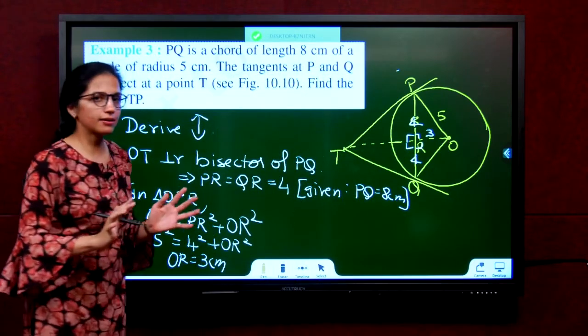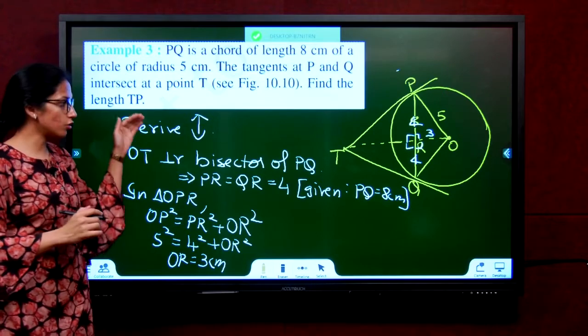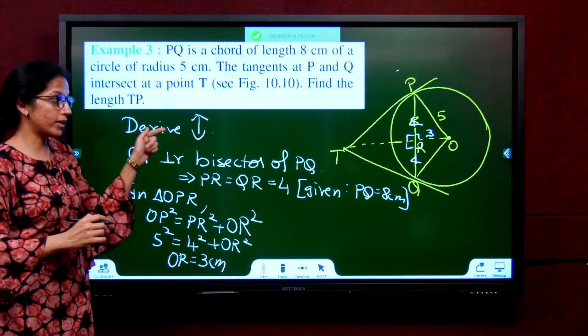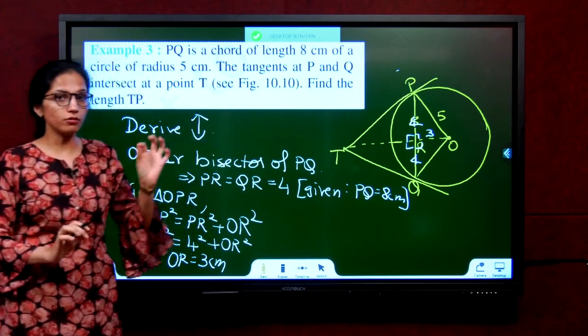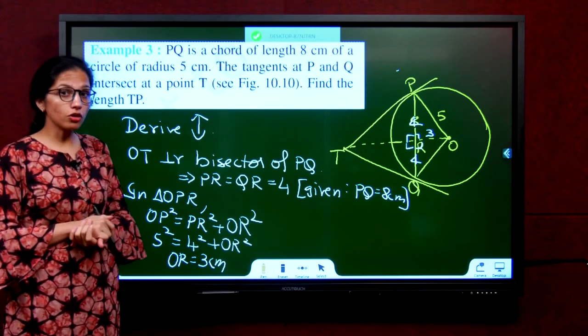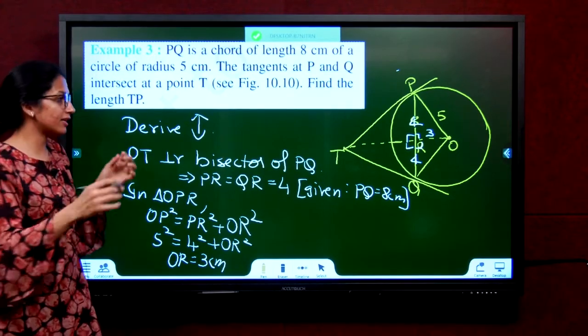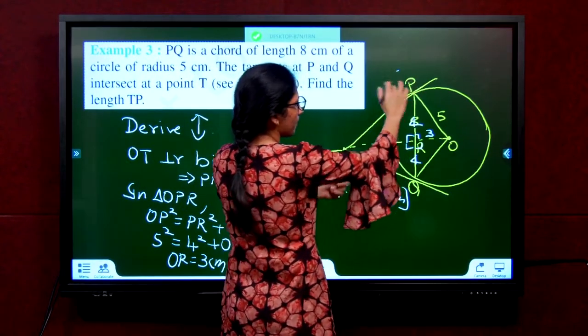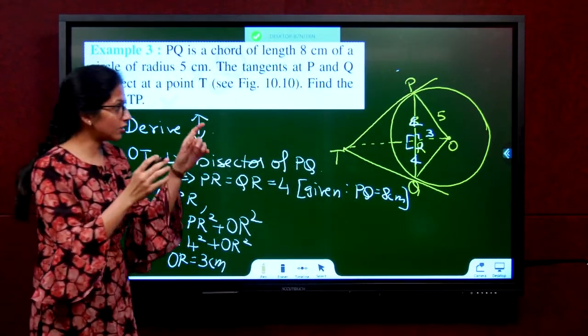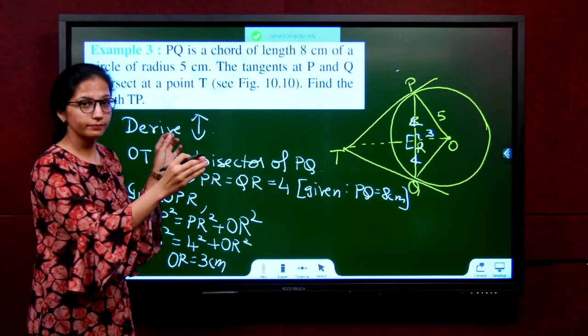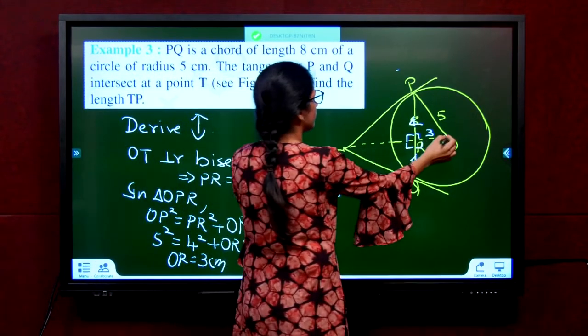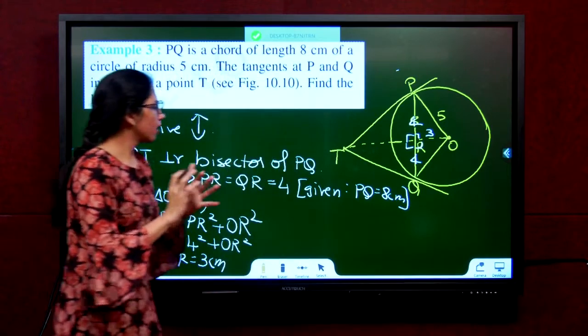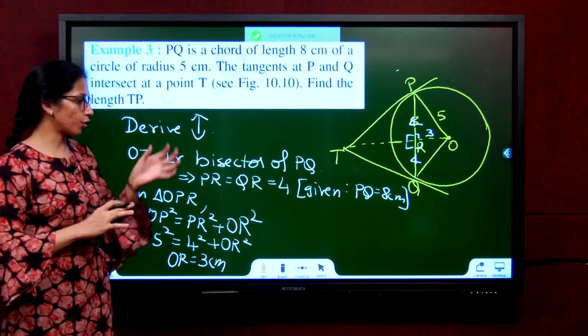I hope it is clear here. This part of the derivation you have to write down: how we got OT is perpendicular to PQ. If you do not know that and you are not able to recall in the exam, at least please write the statement. OT is perpendicular to PQ. Why? PQ is the chord, OT is the line joining the external point to the center. It's better you prove that.